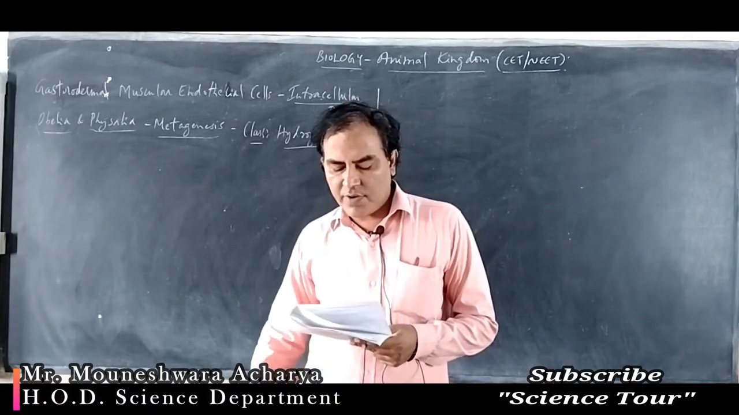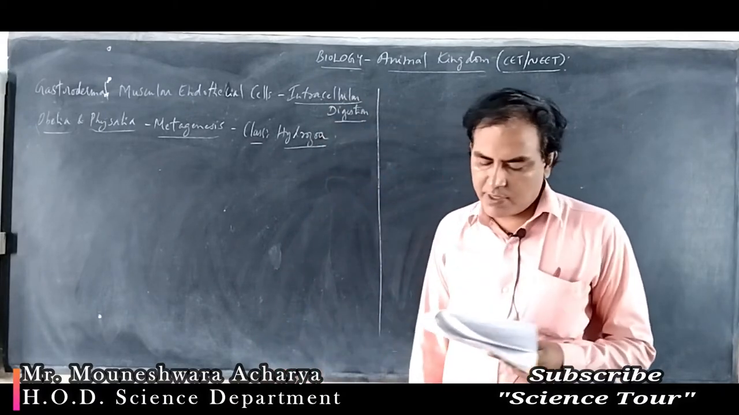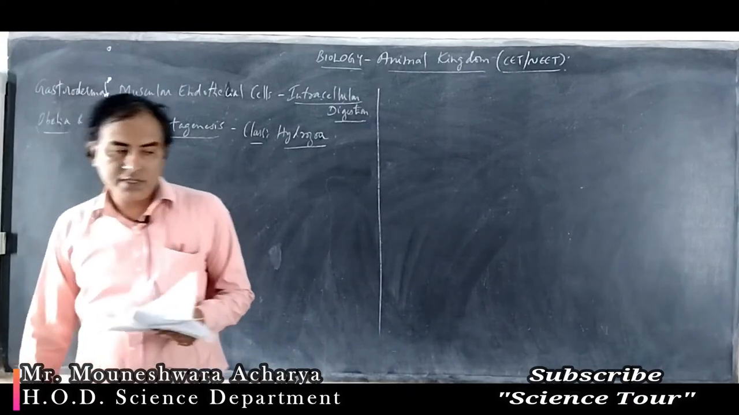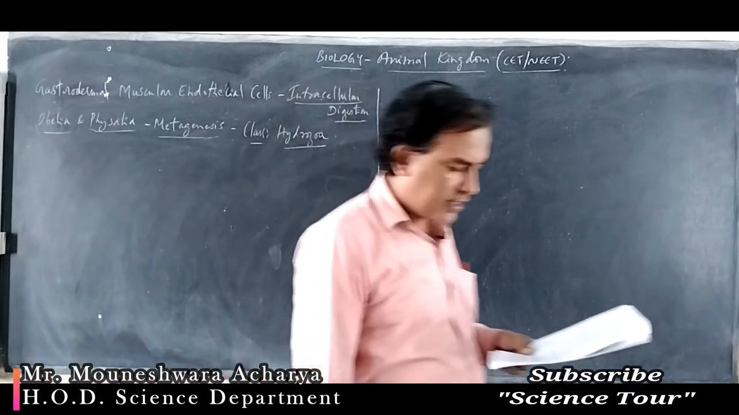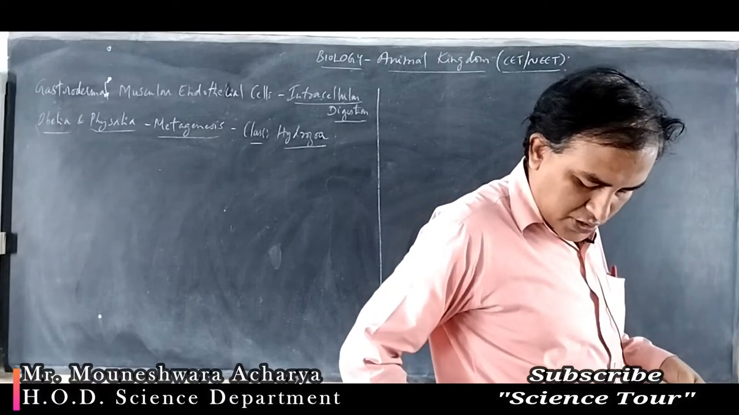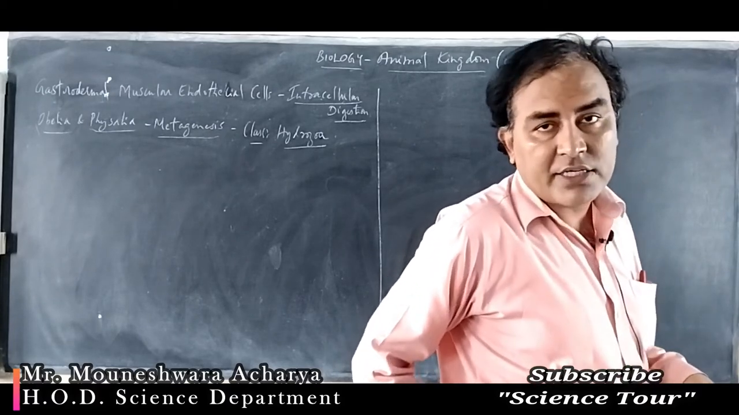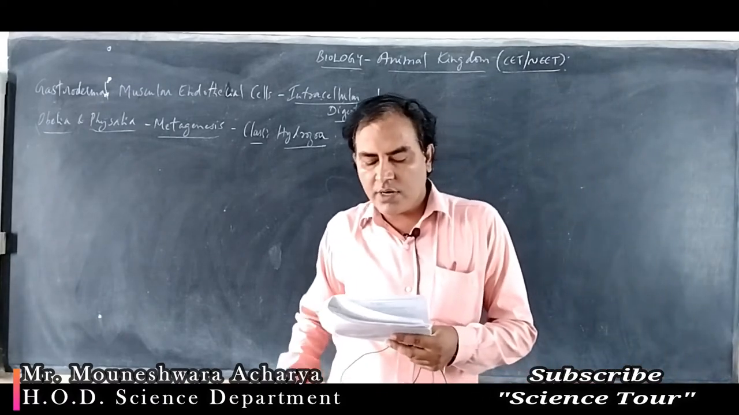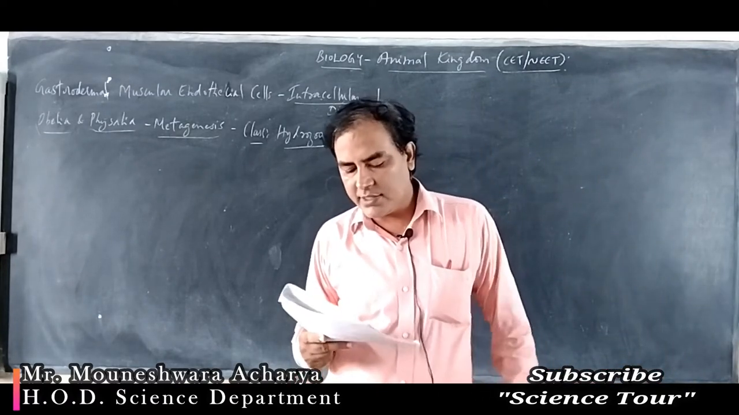They exhibit tissue level of organization. They may be aquatic or terrestrial. The first one is correct. As for aquatic or terrestrial, no terrestrial forms are found. They are only aquatic, living in water bodies. So option two is not a characteristic feature of Cnidarians.